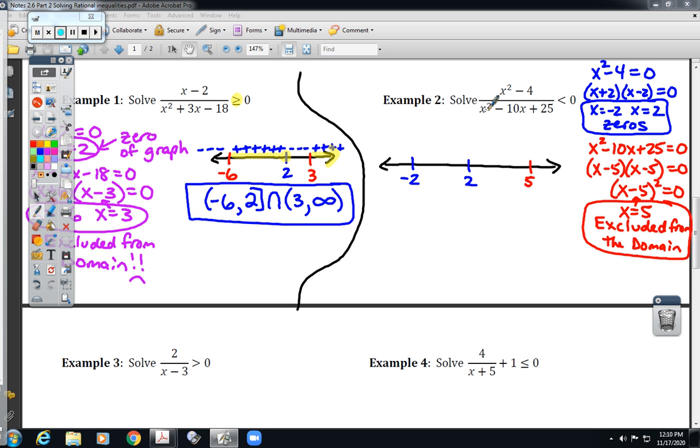Negative 5 squared is 25, plus 50, plus 75, plus 25, that's positive as well, right? That's positive 100. So when we plug negative 5 in, we have a positive on top, a positive on the bottom. Positive divided by a positive is a positive.